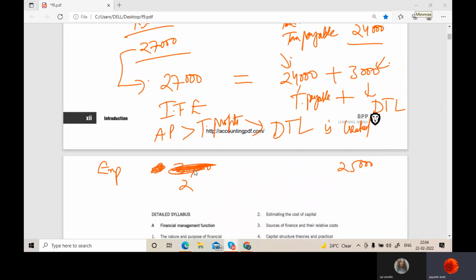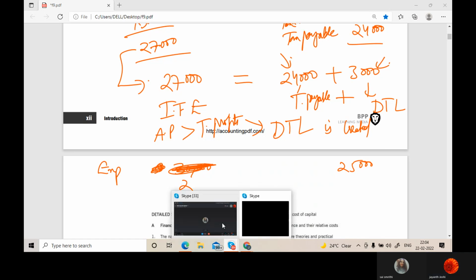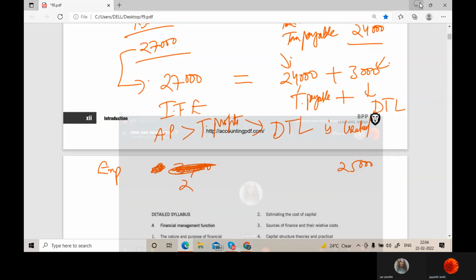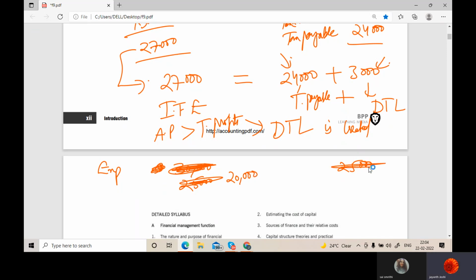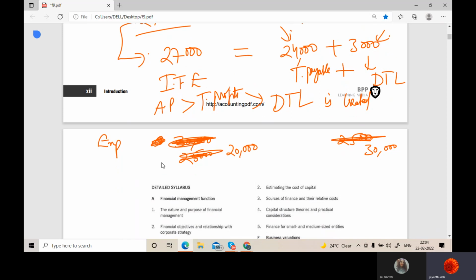Suppose my accounting profit is around 20,000, and here it is 30,000, my profits in my tax returns. So the tax which I pay is at the rate of 30%. So on this I'll be paying how much?